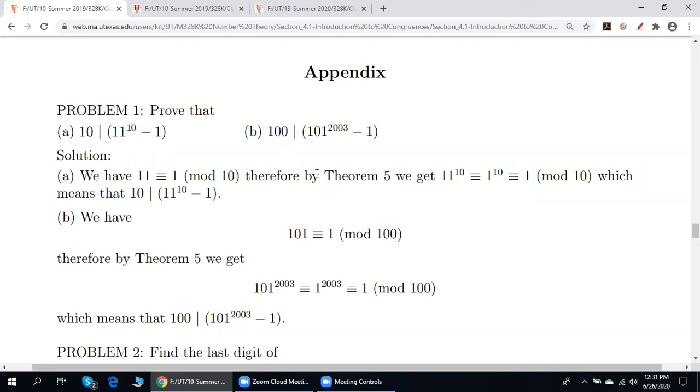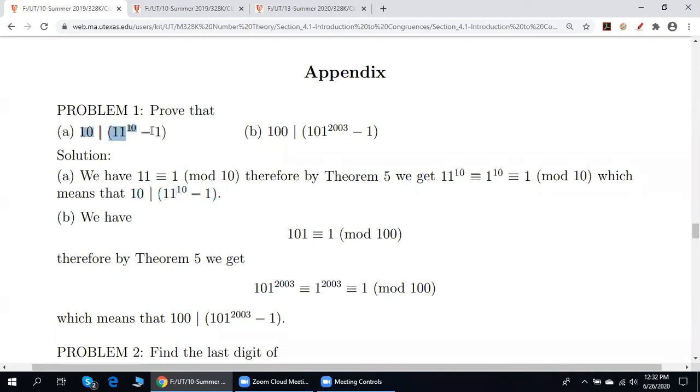Now, let me show you how we can use Theorem 5 in order to prove this. Step 1, 11 is congruent to 1 modulo 10. By Theorem 5, we can raise both sides to the 10th power. Done. 1 to the 10th power is 1. Therefore, 11 to the 10th power is congruent to 1 modulo 10, which means this.